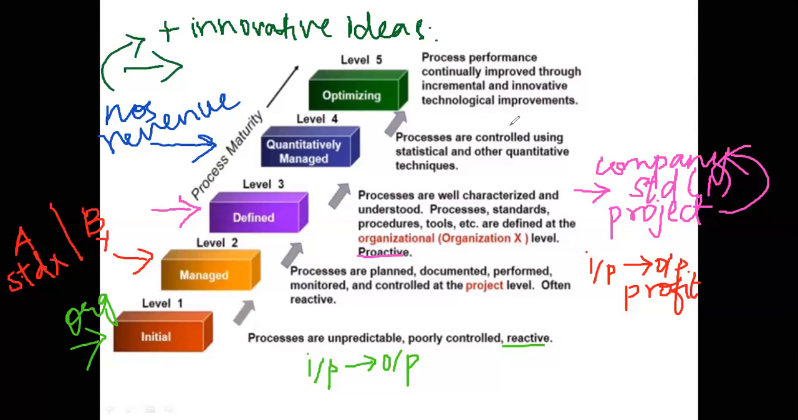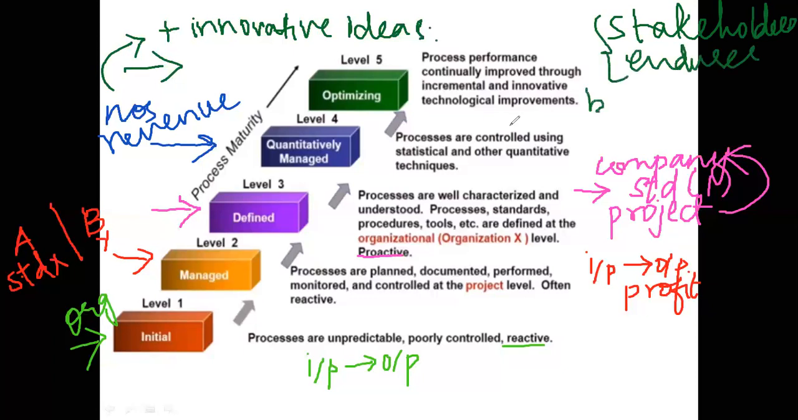And you can see that both persons are going to benefit, the stakeholders as well as the end users. Both are benefited within the optimization process. So this is the CMMI staged model.